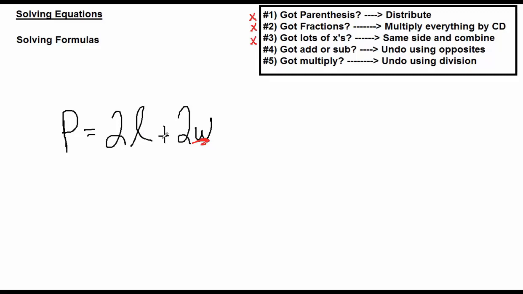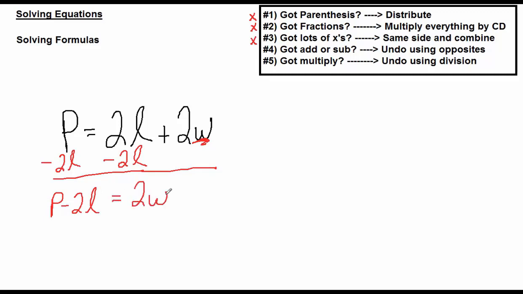So I want to undo plus 2L. Well, I would have to minus 2L to both sides. Minus 2L, minus 2L. In doing that, I'm going to have P minus 2L equals 2W. Now, Willy is still not free. We still got some work to do. Let's go to the next got. Got multiplication. We do. We have this times by 2.